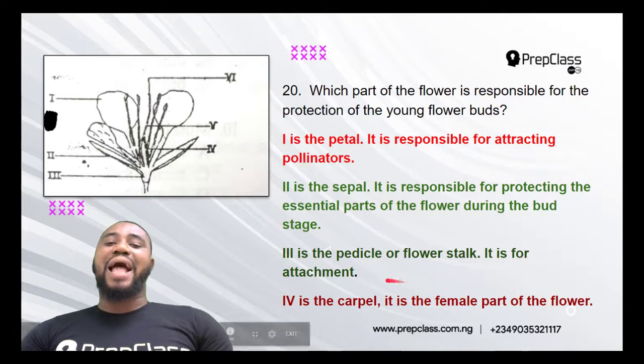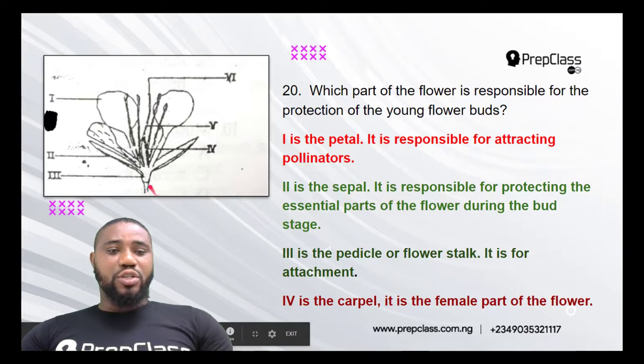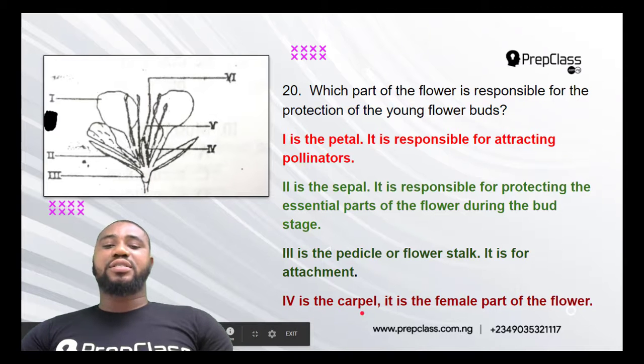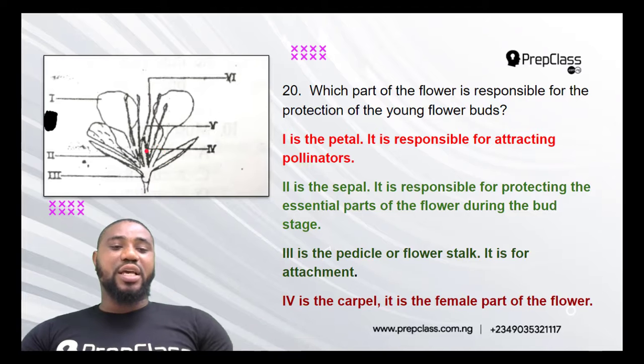It is for what? Attachment. So this is the pedicle. It is used for attachment of the flower to the tree or the plant itself. 4 is the carpel. It is the female part of the flower. So this place you see here is called the carpel. It is the female part of the flower.